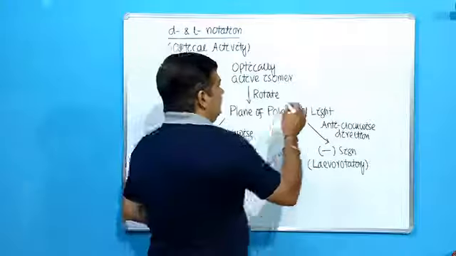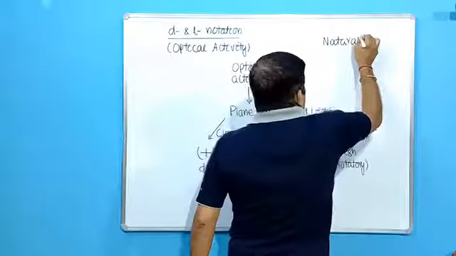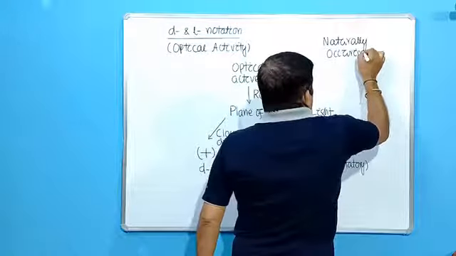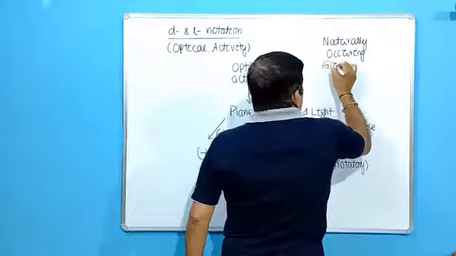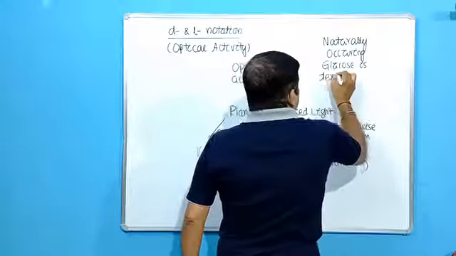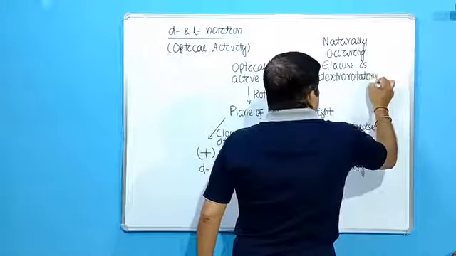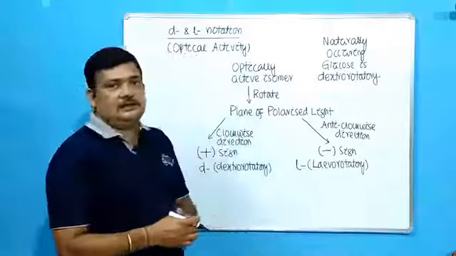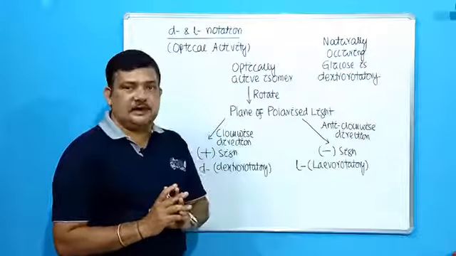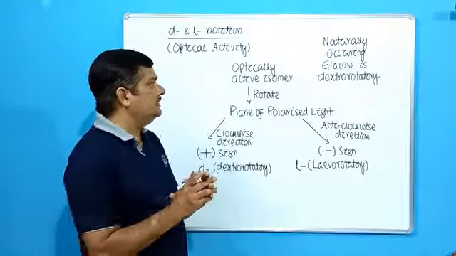I have already told you, naturally occurring glucose is dextrorotatory in nature. That means naturally occurring glucose, which is available in honey, in grapes, etc., rotates the plane of polarized light in the positive direction, clockwise direction. So it is dextrorotatory in nature.